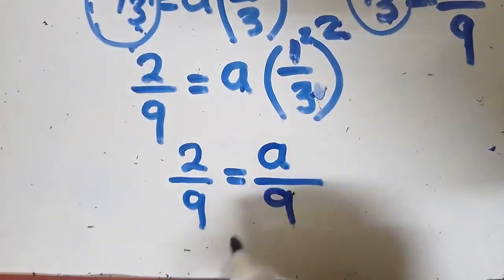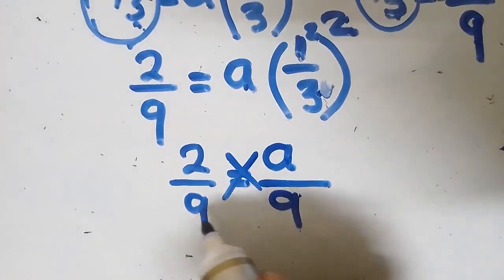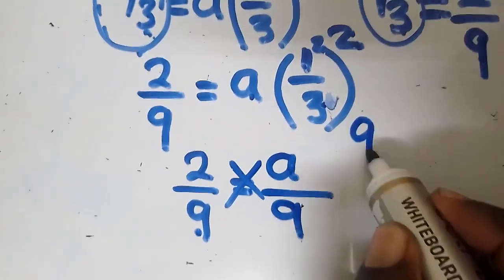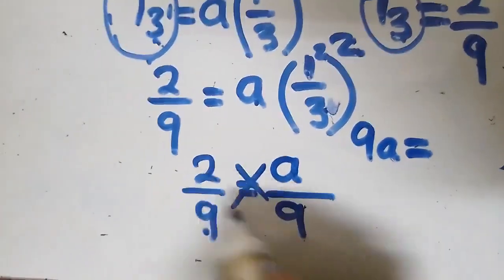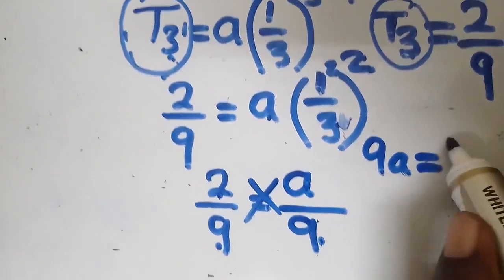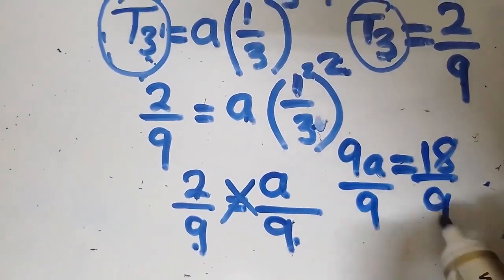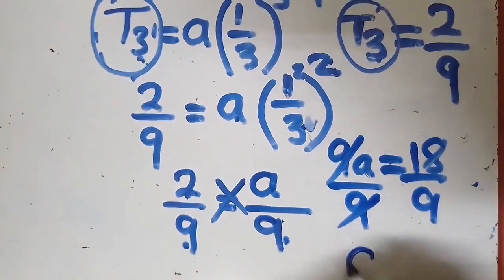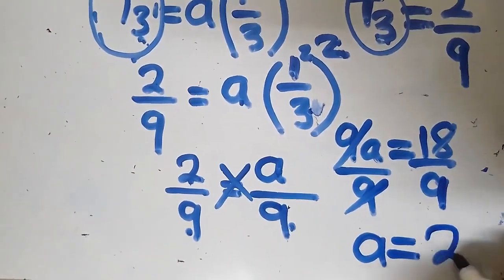This is a. Then you cross multiply. So you say a times 9. This is 9a, which is equal to 2 times 9, it is 18, over 2. Over 2, this cancelled. So a is equal to 18 over 9, it is 2. Have you seen?